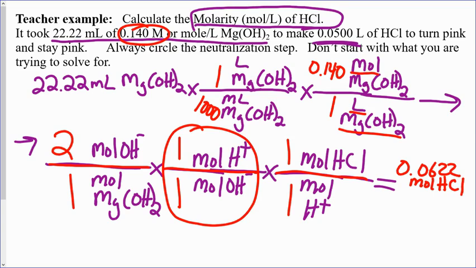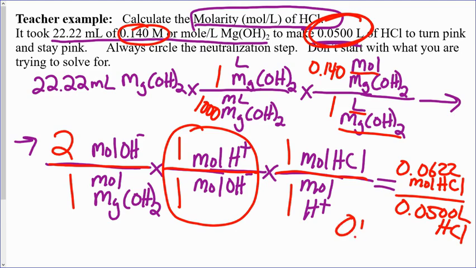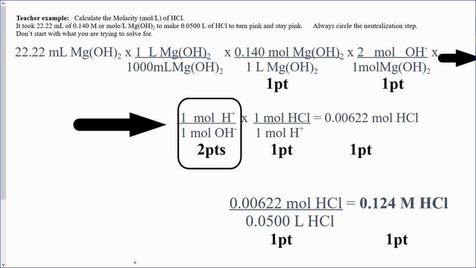I have to take that and divide it by my liters. Right here, they give us the liters of the HCl. So 0.0500 liters of HCl. I crunch that number and I get 0.124 molar HCl. I'm going to show you all this on the next slide. That's done a little bit nicer and neater for you to look at. So please pause the screen if you need to take a look at this.